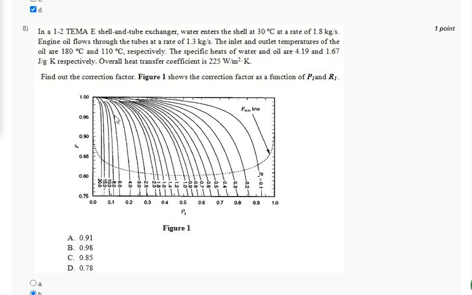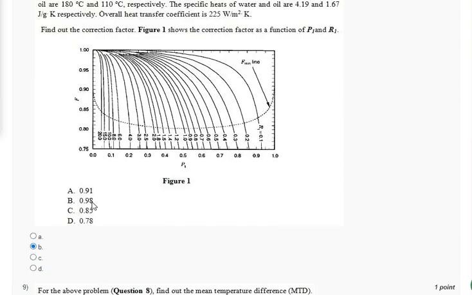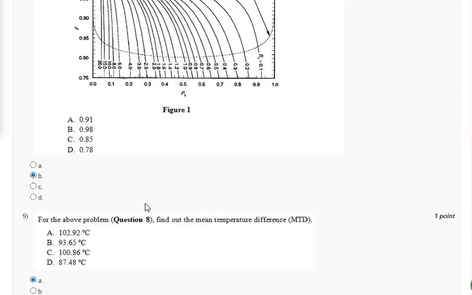Now come to the question number 8. Question number 8 is the problem of heat exchanger. So in this heat exchanger, the LMTD approach will be used, and here we will calculate the outlet temperature of water, then we find the LMTD, and then we find out the correction factor P1 and R1. So by the method of calculation you will get the correction factor F will be 0.98. So option B is correct.